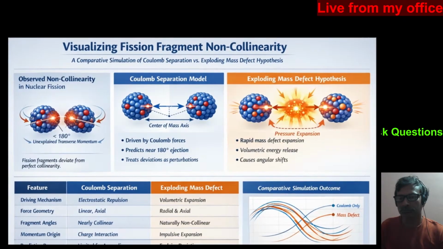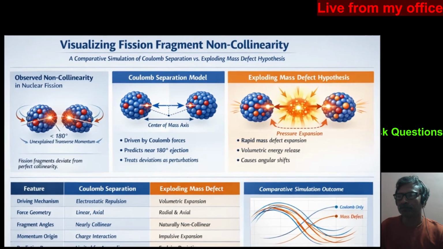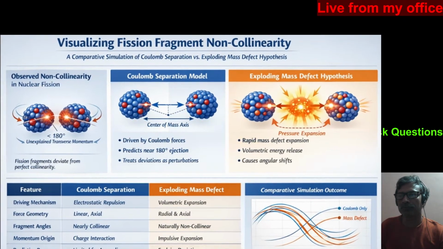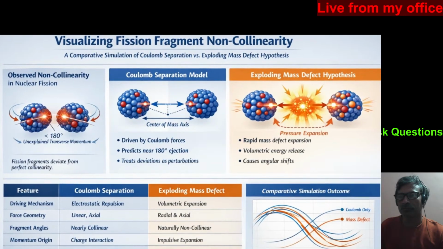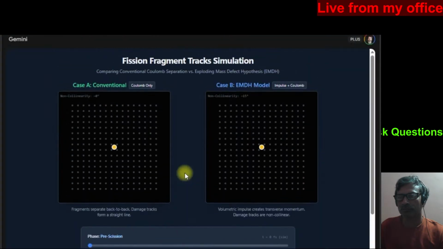Visualizing fission fragment non-collinearity, a comparative simulation of Coulomb separation and the exploding mass defect hypothesis. The proposed simulation is designed to distinguish between two fundamentally different physical descriptions of nuclear fission by focusing on an observable that preserves early time dynamics, the angular geometry of fission fragment damage tracks in a crystalline lattice.